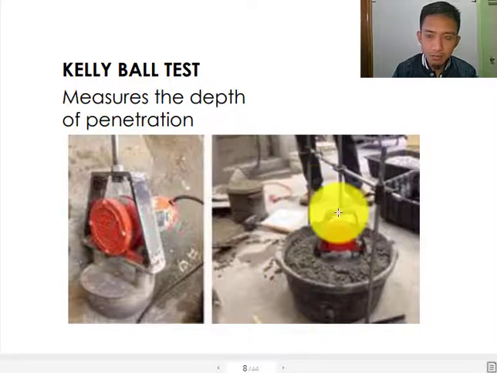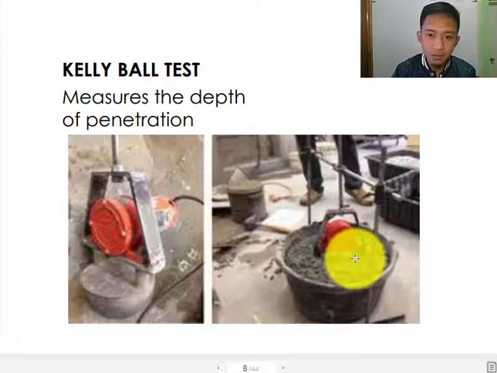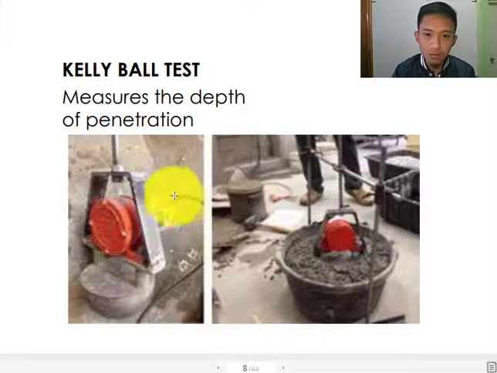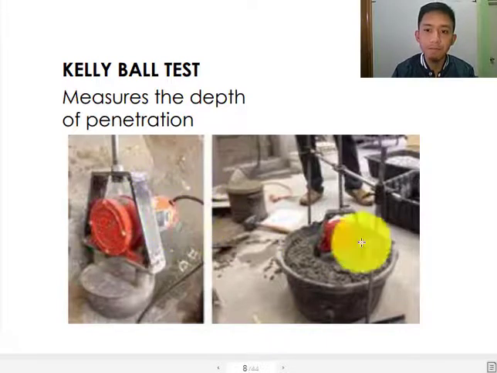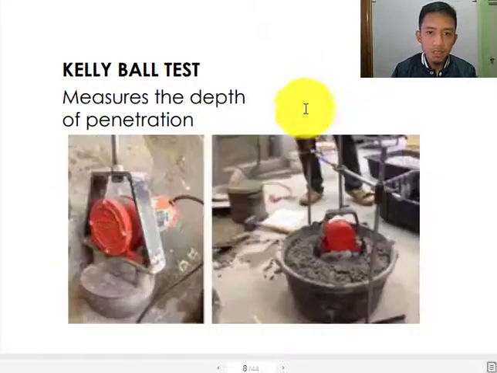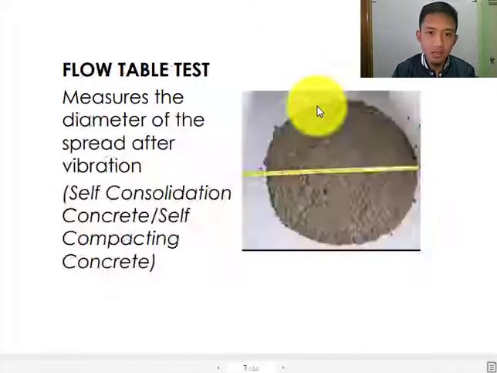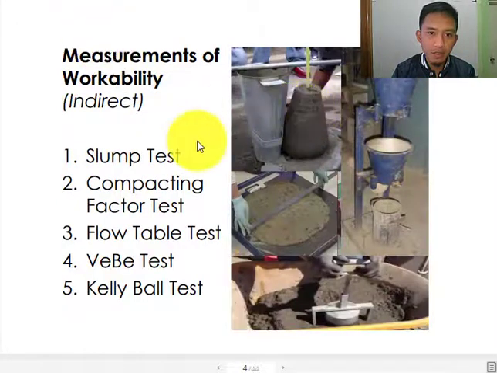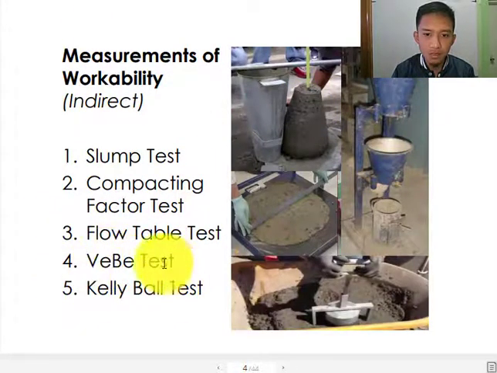So this might be simple to apply on site, but of course you need to have something to start your vibration, your vibrator. Okay, so that is the Kelly ball test. Those are the indirect ways of measuring. We did not have the other test, but that is almost the same, for laboratories. So these are indirect ways of measuring your workability.